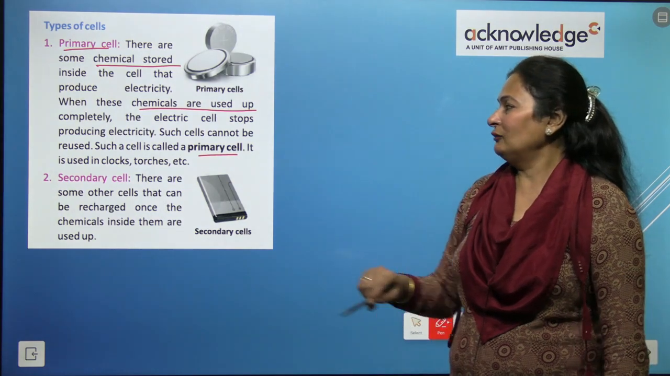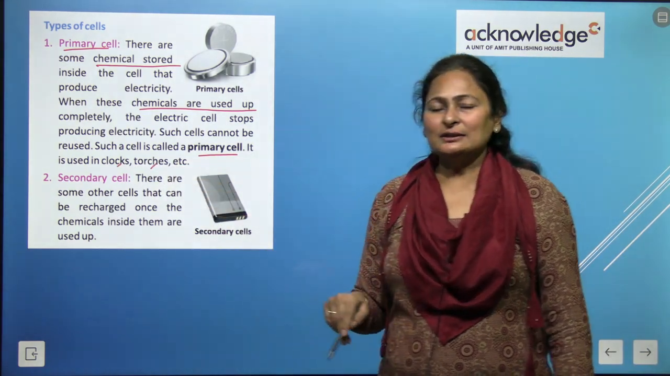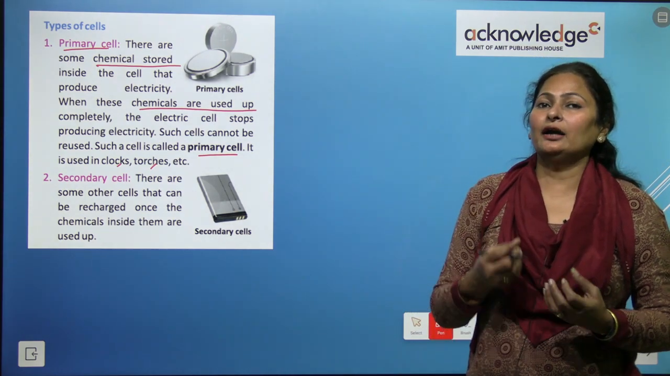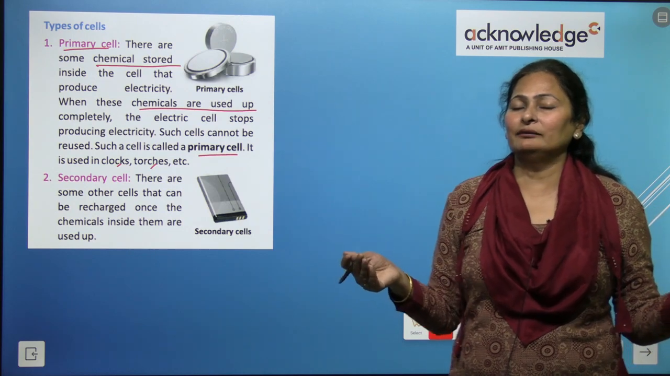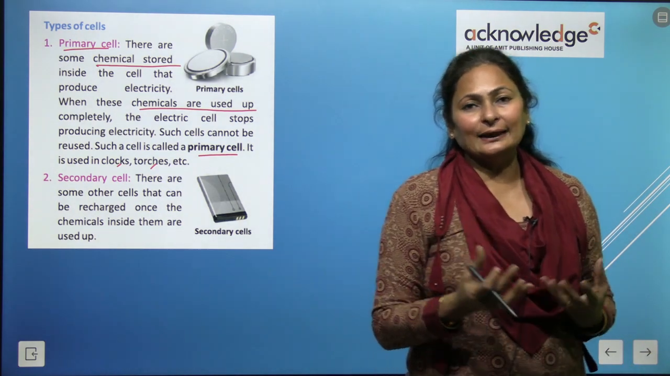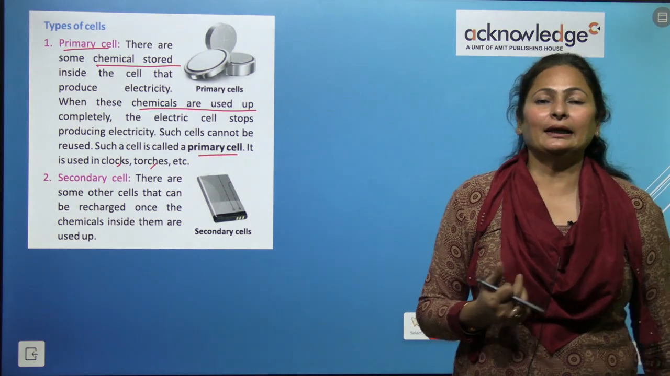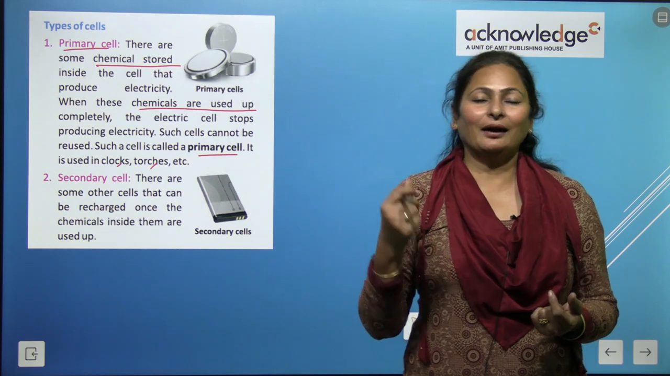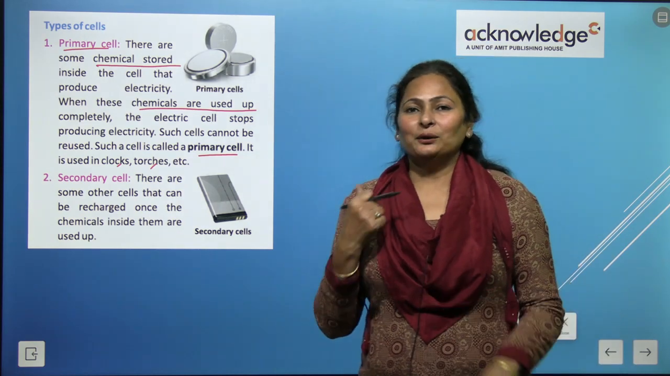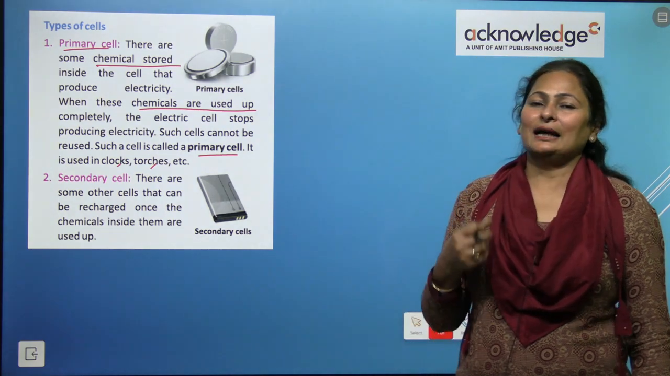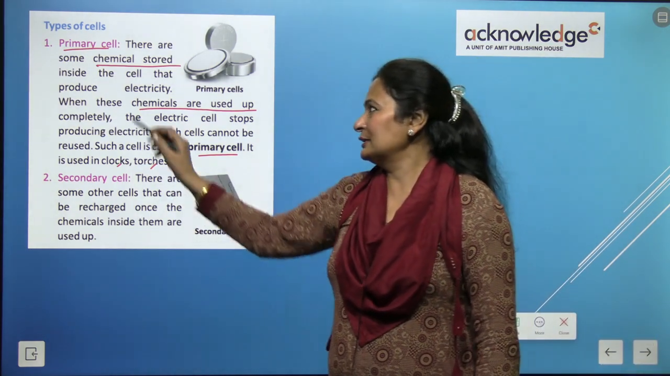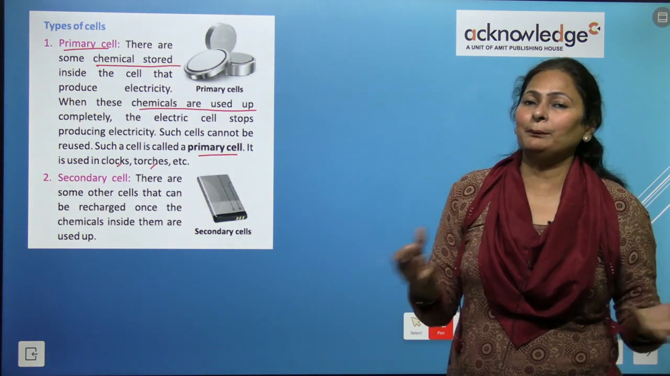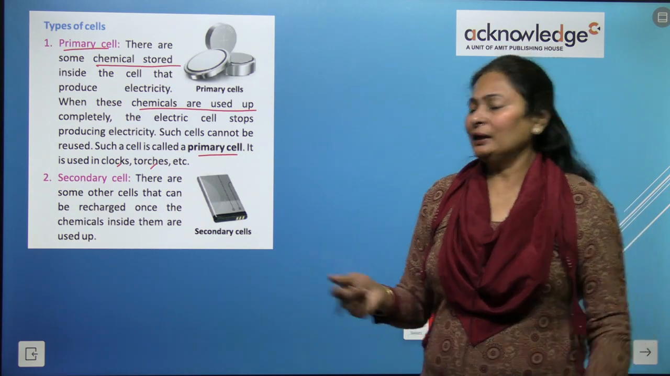So where is it used? In clocks, torches. When the cell is discharged or dry, or it is not working, it means the chemical filled inside the cell is used completely. So now we purchase a new cell from the market and again put it into the torches, the clocks and the toys, whatever we are using. This is called the primary cell, which cannot be reused. The simple meaning is this cell cannot be reused.